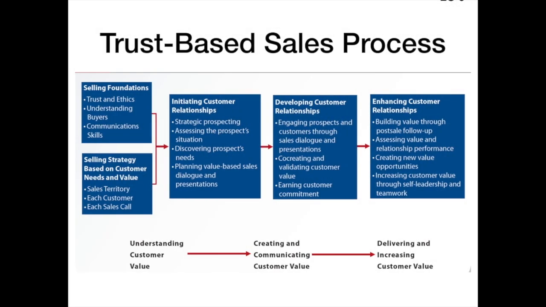Here's a snapshot of what the trust-based sales process looks like. There are basic selling foundations, including trust building and ethics, understanding buyers and learning communication skills. There are also selling strategies that need to be considered. They're always based on customer needs and value. From there, we start the rest of the process with initiating customer relationships, developing and cultivating those relationships, and enhancing those relationships. Throughout the course of this semester, we will touch on most of these topics.